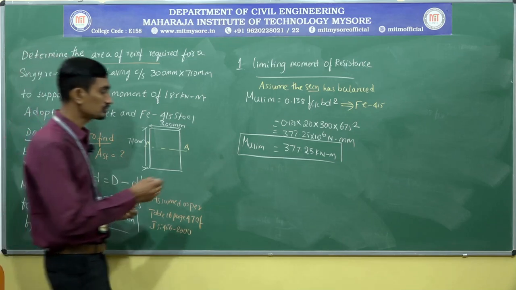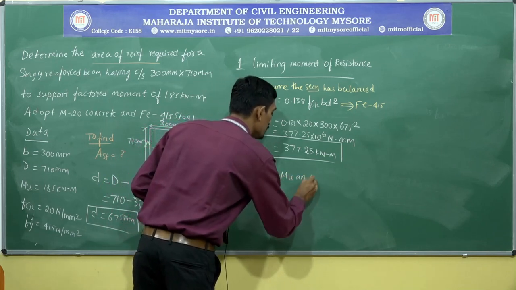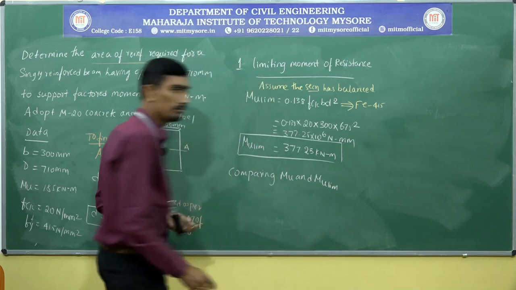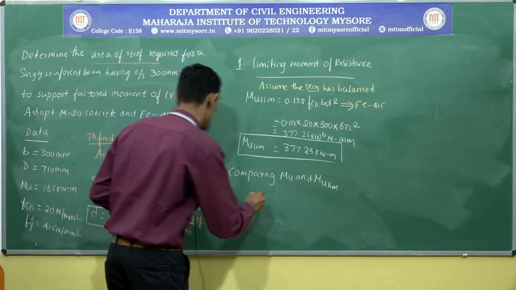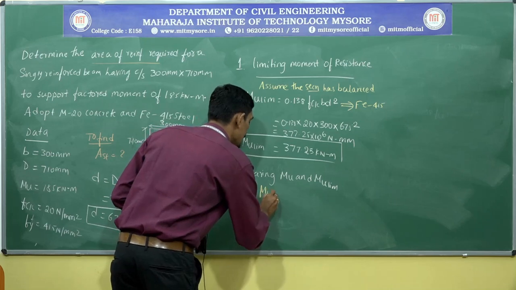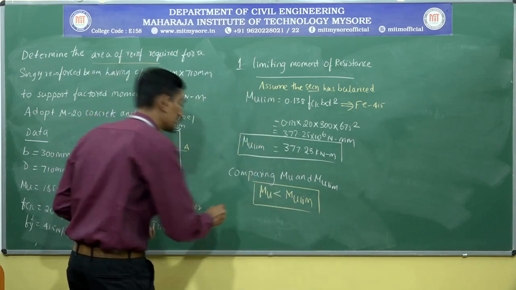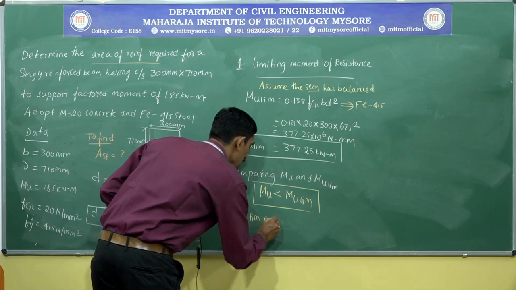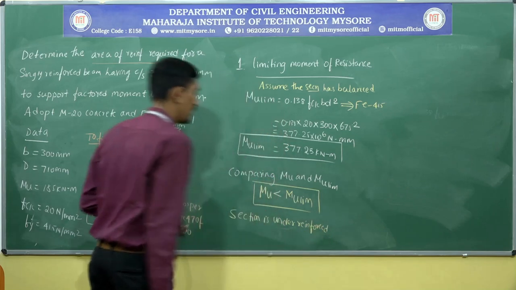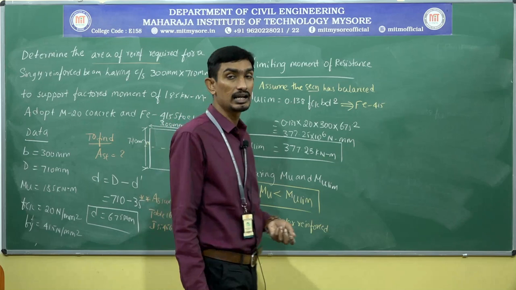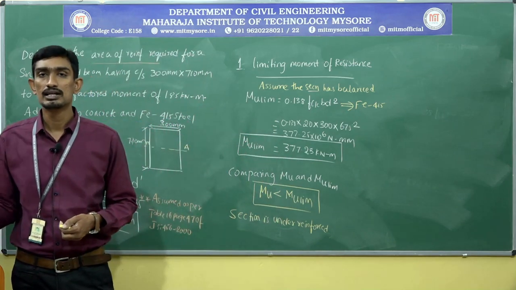Next, comparing Mu and Mu lim. Now I can say Mu is lesser than Mu lim. Mu is lesser than Mu lim, hence the section is under reinforced. Since Mu is lesser than Mu lim, the section will be treated as an under reinforced section.